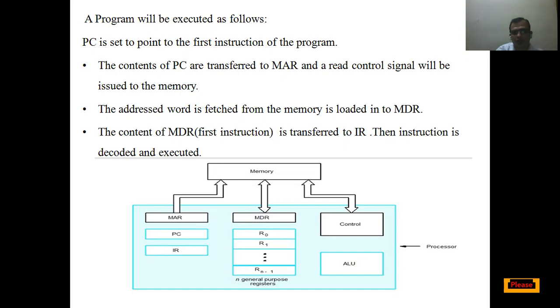So what is the function of the IR? The IR holds the instruction that is to be executed currently. The current instruction is held in the IR, and then the instruction is decoded and executed.